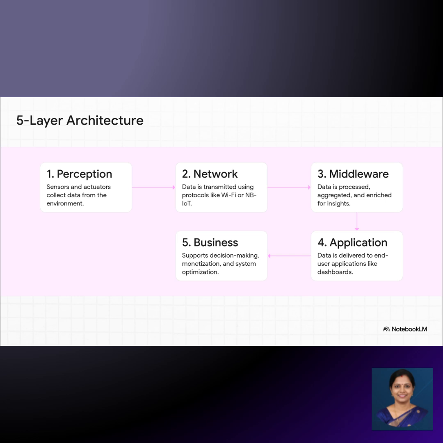After that, it hits the middleware layer. This is like the central brain in the cloud, where all the raw data gets processed and turned into something useful. What we usually see is the application layer, the dashboard or app on our phone. And finally, you've got the business layer. This is where the magic happens, where a decision gets made, like automatically turning down the heat or ordering a new part for a machine.